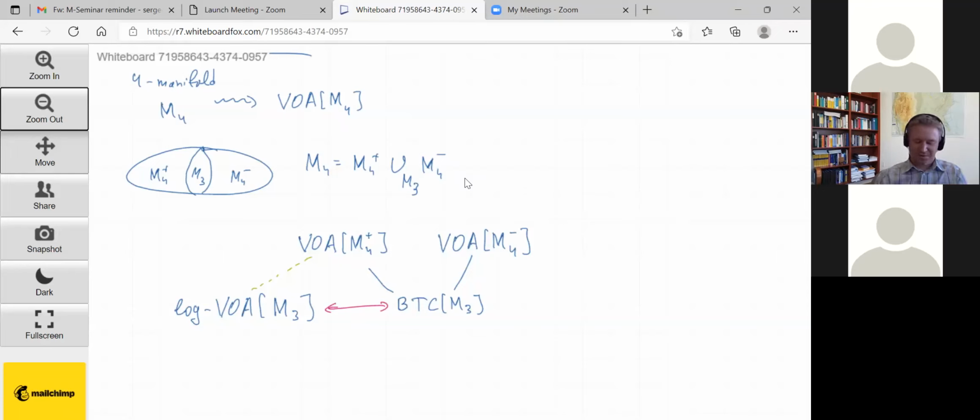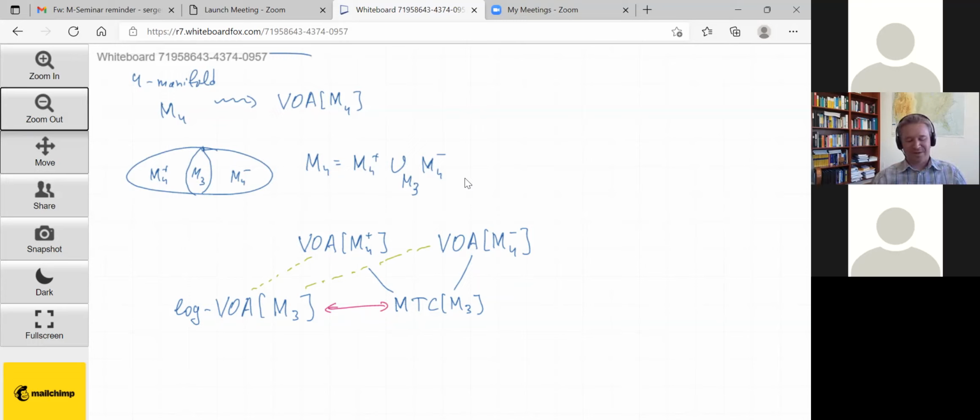Oh, yeah. So it should connect to both. And here the statement is meant to be just like MTC. Actually, let me switch it back if you don't mind. I'll call it MTC just because I'm used to it. So this MTC is only part of the representation category for VOA M4 plus modules and VOA of M4 minus modules, right? It's a small part of that representation category.